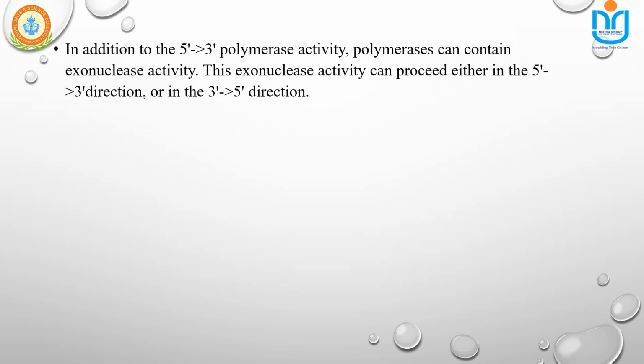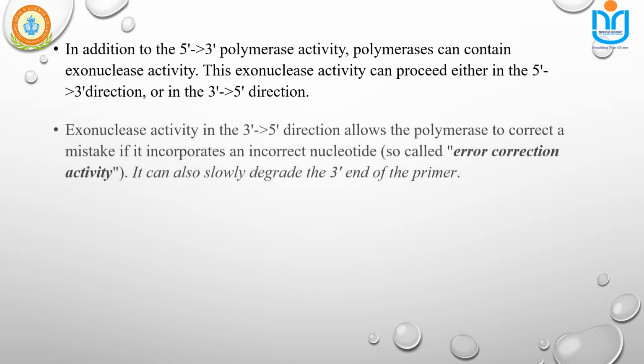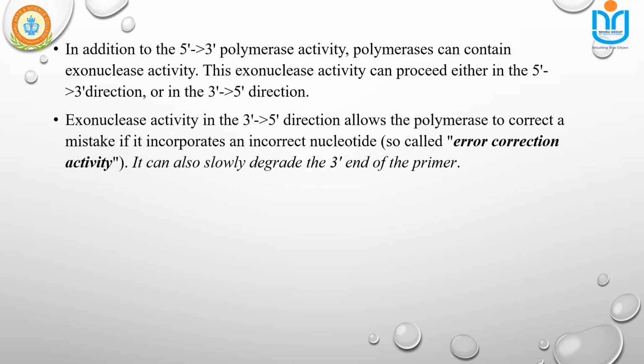In addition to the 5' to 3' polymerase activity, polymerases can contain exonuclease activity. This exonuclease activity can proceed either in the 5' to 3' direction or in the 3' to 5' direction. Exonuclease activity in the 3' to 5' direction allows polymerase to correct a mistake if it incorporates an incorrect nucleotide, so-called error correction activity. It can also slowly degrade the 3' end of the primer.